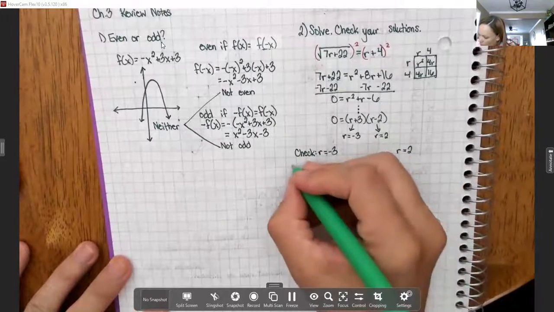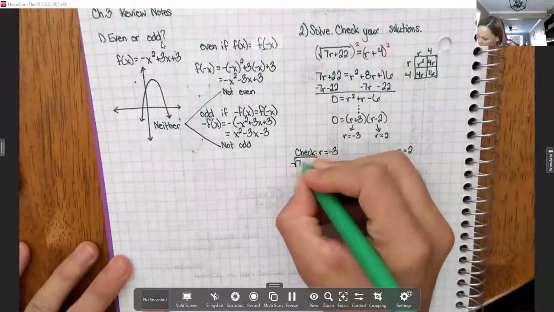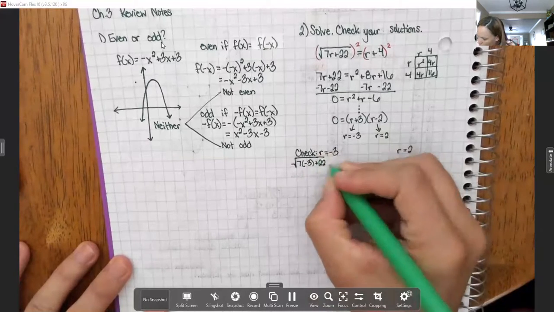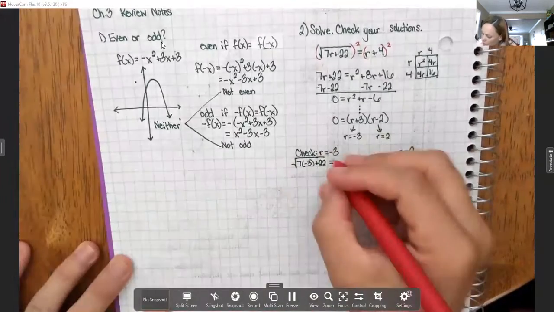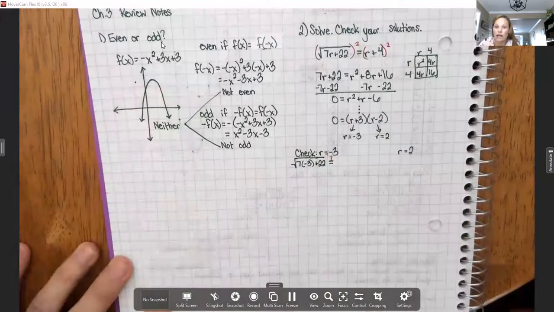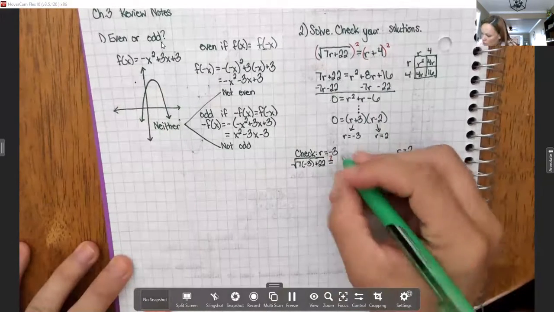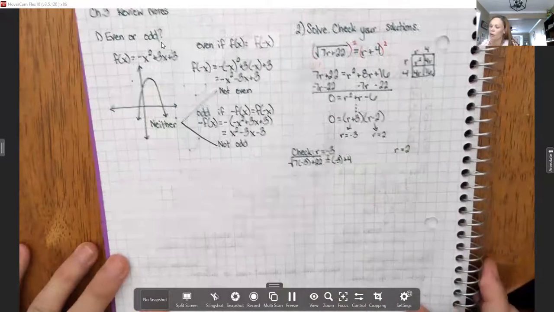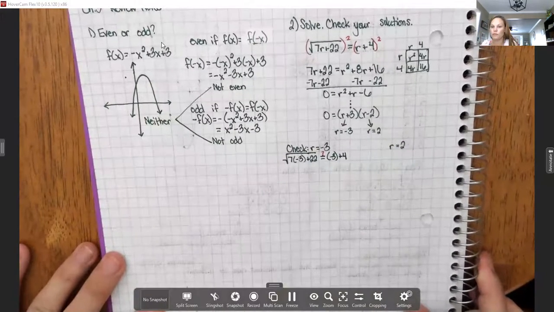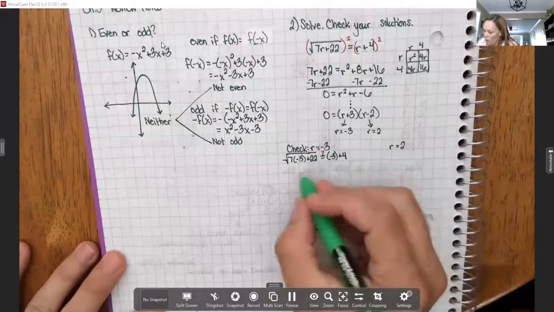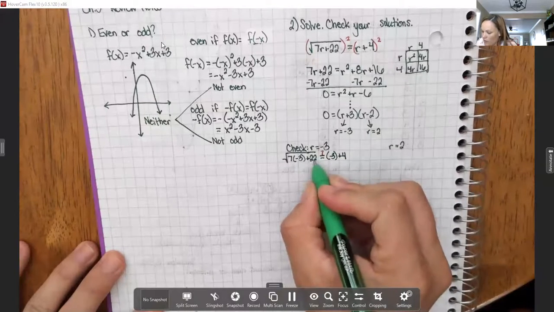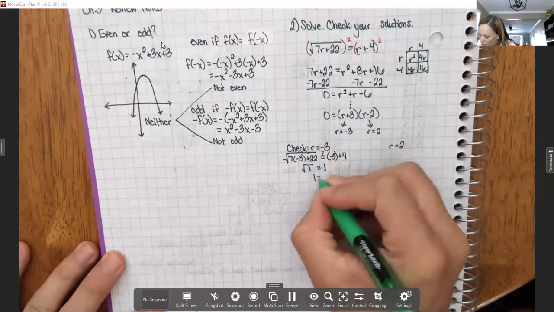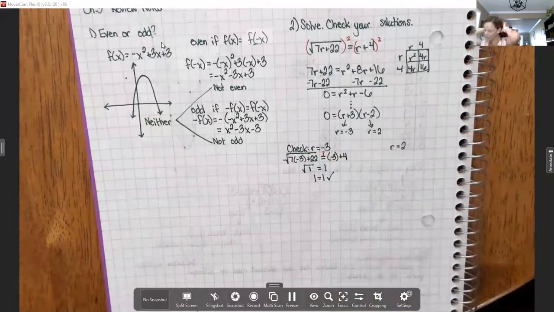So if I check -3, I have the square root of 7 times -3 plus 22. You're asking yourself, is it equal to -3 plus 4? So -21 plus 22, I get the square root of 1 is equal to 1, 1 equals 1. So that works.